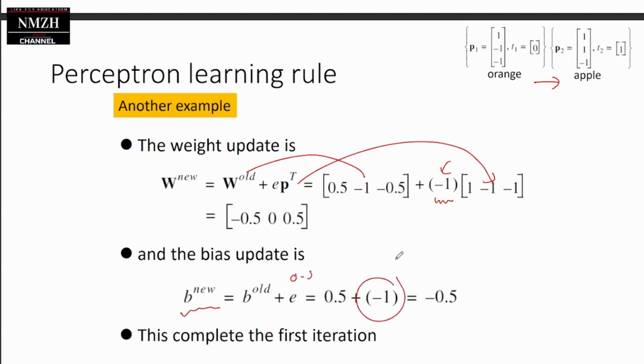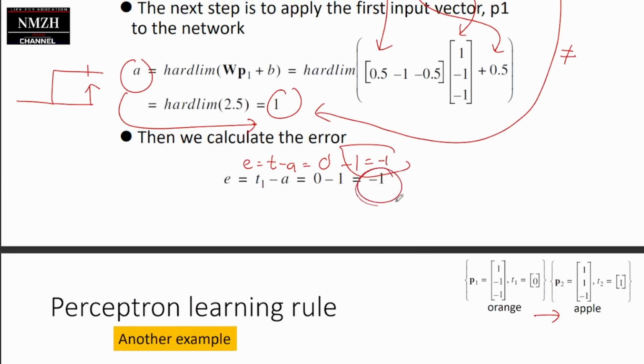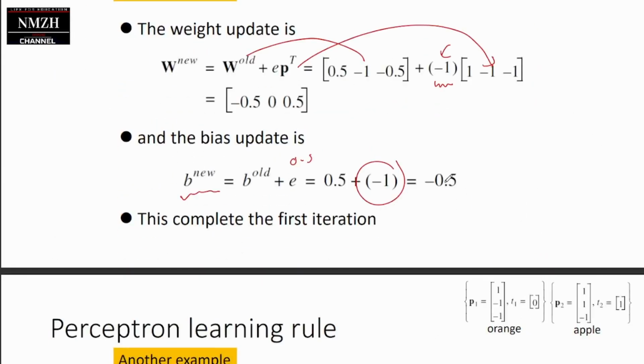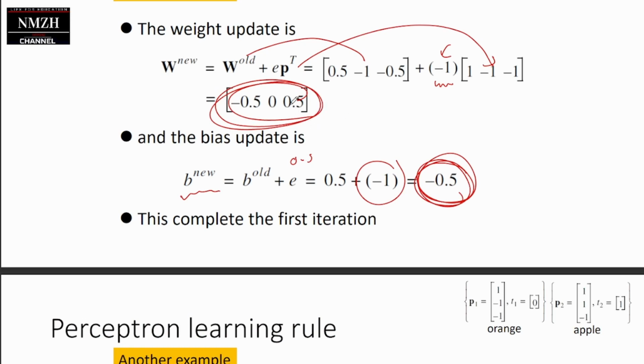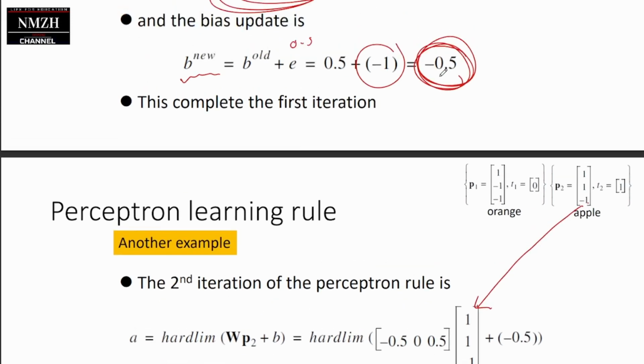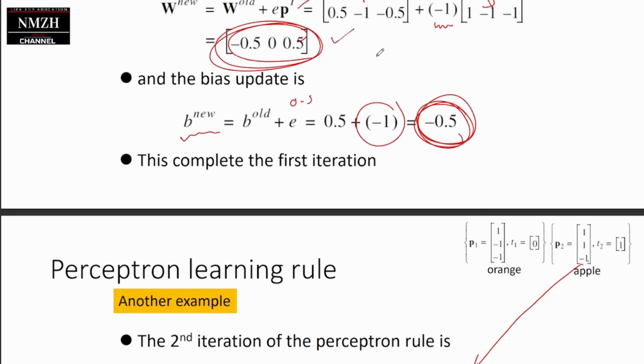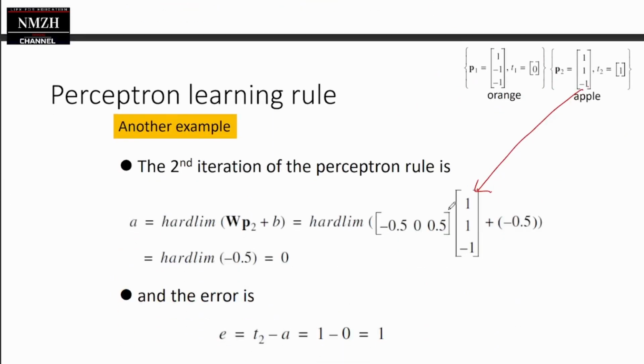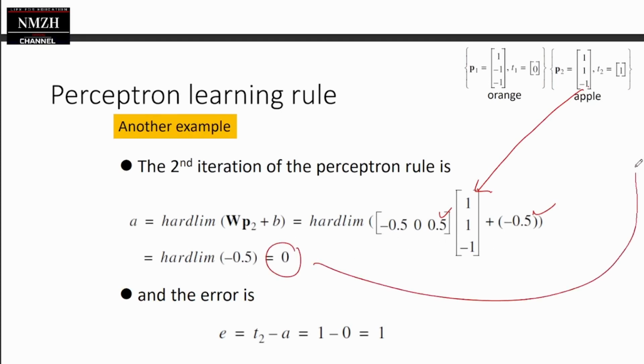The error is taken from upstairs; the same error is brought down. So the new bias is 0.5 minus 1. This is the new weight, and now we use this for the second input. We take the new weight and bias here and calculate. We have 0, and 0 and 1 are not similar, guys.